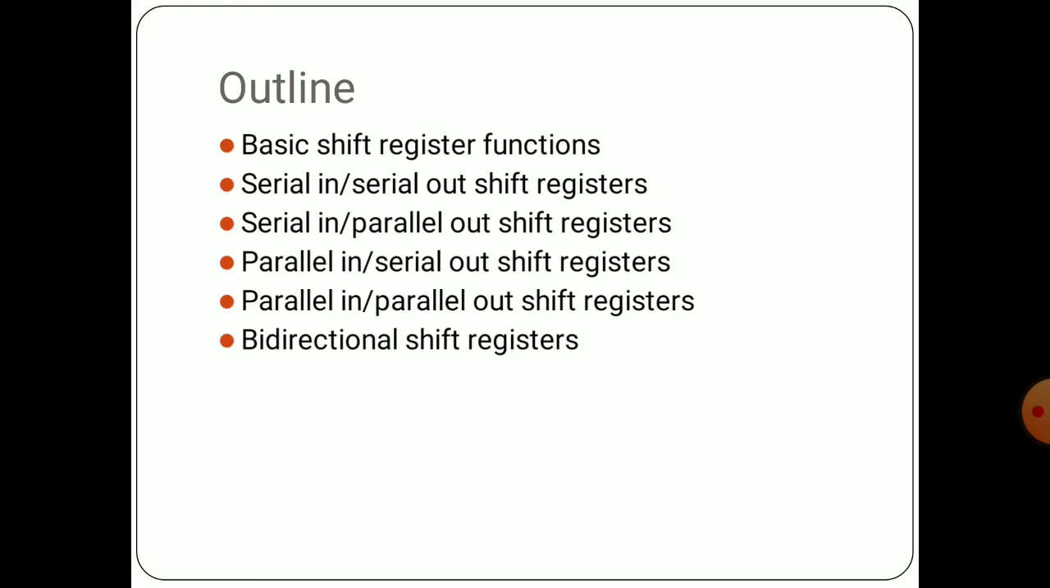Based on how the data is moved, or transferred, from one stage to another stage, shift registers are classified into four types. Data is transferred from one device to another using different patterns and data formats: serial in, serial out; serial in, parallel out; parallel in, serial out; and parallel in, parallel out. Also, there is one more register, the bidirectional shift register, which does left shifting and right shifting.